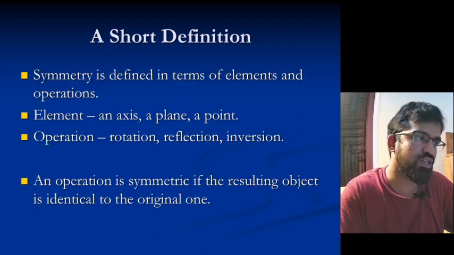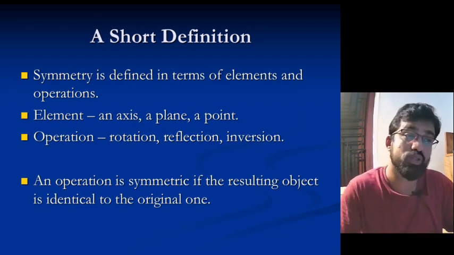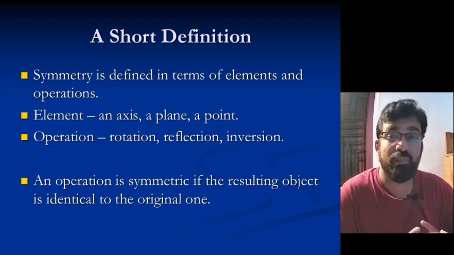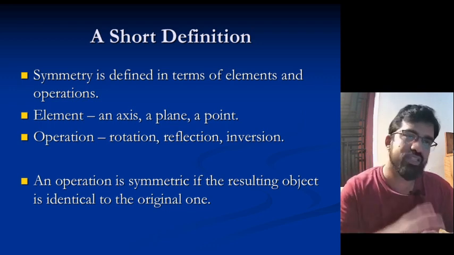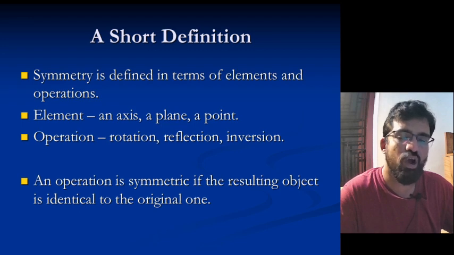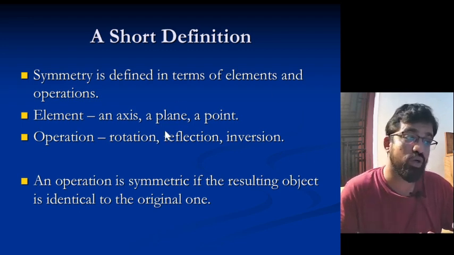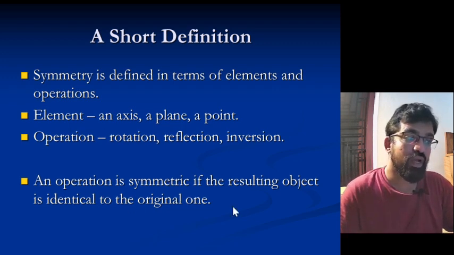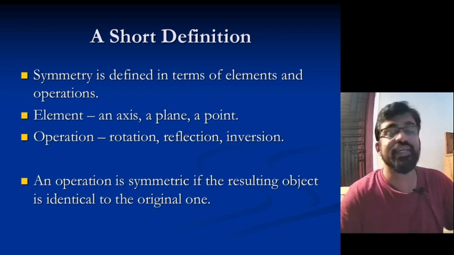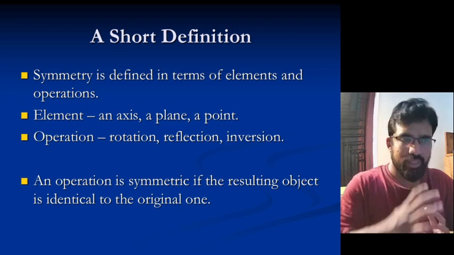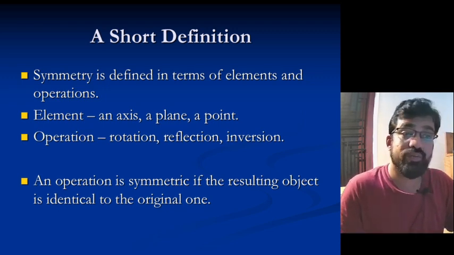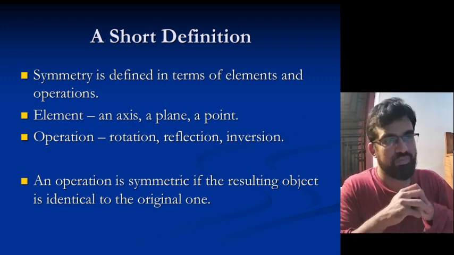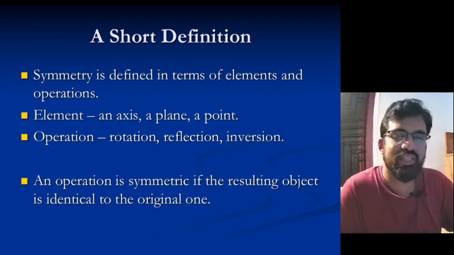Okay, object. So by definition, symmetry is defined in terms of element and operation. Elements are an axis or a plane or a point, an imaginary line or imaginary point about which a symmetry operation is carried out. Operation means it may be reflection, rotation, or inversion. An operation is symmetric if the resulting object is identical to the original, so they are not distinguishable. That is called a symmetry operation, an operation carried out with an imaginary axis, imaginary point or imaginary plane.